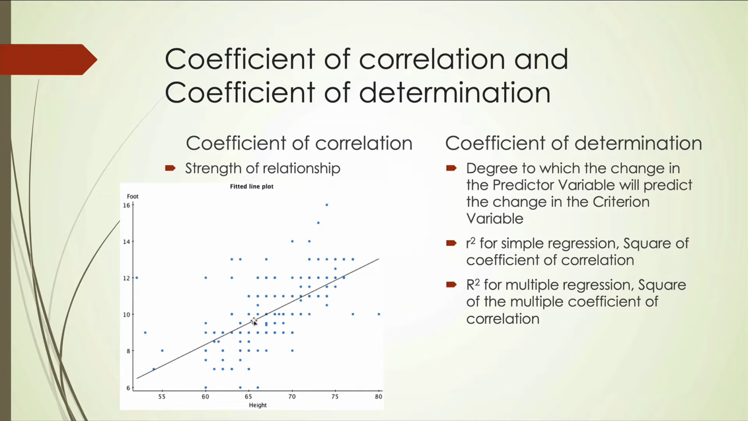Another measure that you'll see utilized is a term called the coefficient of determination. This is the degree to which the change in the predictor variable will predict the change in the criterion variable. So while the R value tells us the strength of the relationship, the coefficient of determination tells us how much we can use one measure to predict the other. Okay, so one just tells us how related they are. The other says how well they predict one another.